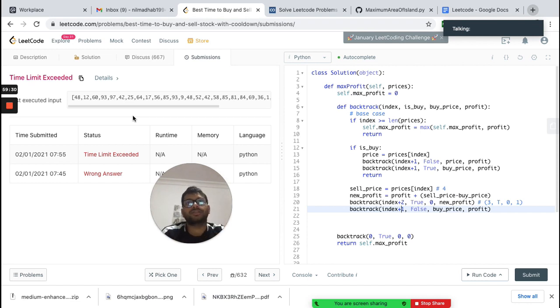How to cache it? What we can do is maybe not pass the price, but pass the index when we bought it. Like, and then that can help us to solve this thing. Can we make a DP from here?